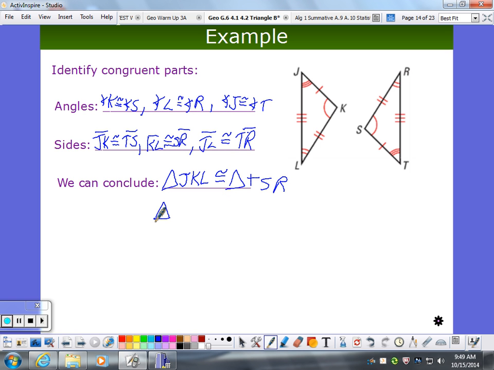I could have written it a different way. What if I started with KLJ? KLJ is congruent to S, where's L? RT. So I'm matching up which pieces correspond when I write how they are congruent. Makes sense or not make sense?